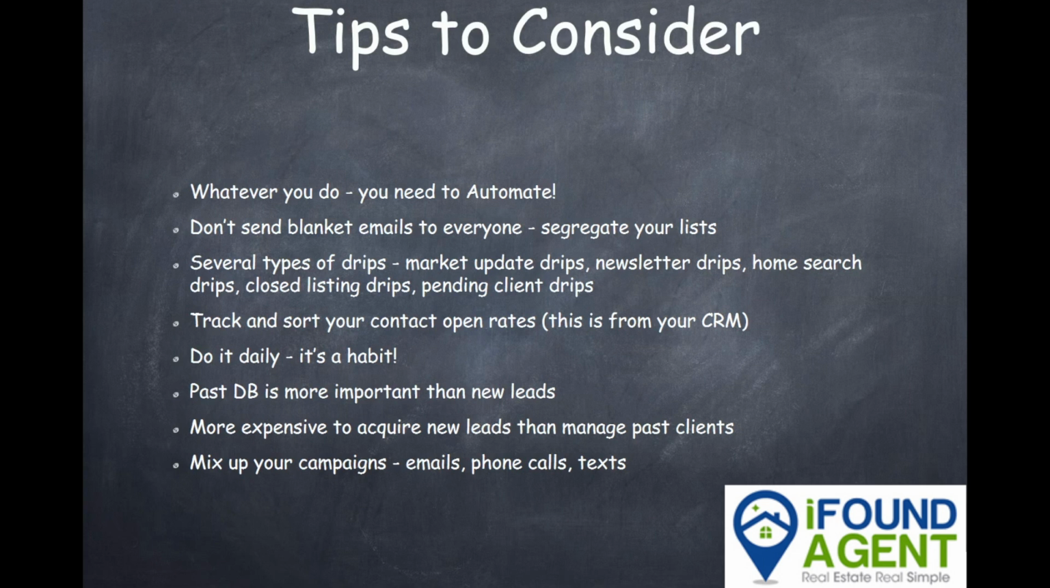There's several types of drip systems out there. Market updates, newsletters, like I said. So you can pick one and go with it. Anything is better than nothing. You want to have that consistency and you want it automated. You want to make sure you're tracking what's going on. Are people opening what you're sending them? Are they engaging with you? Or are they just unsubscribing?